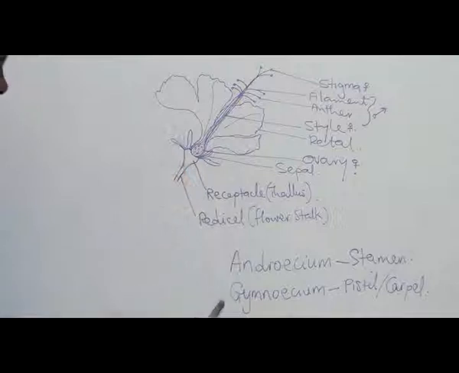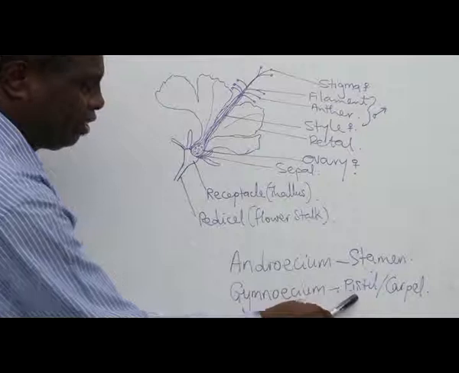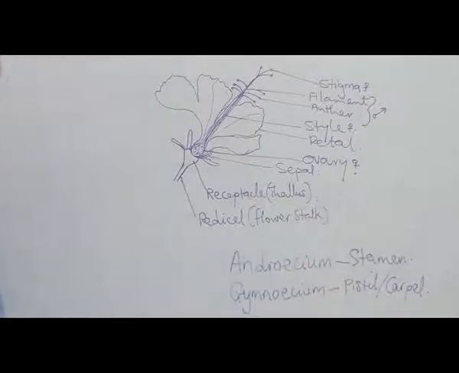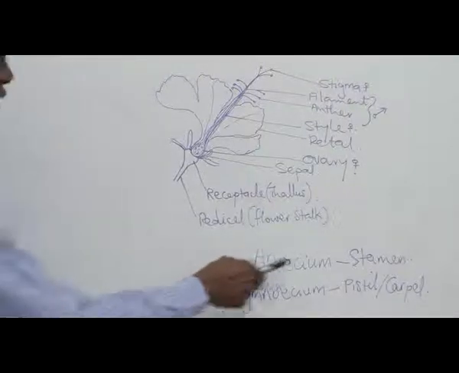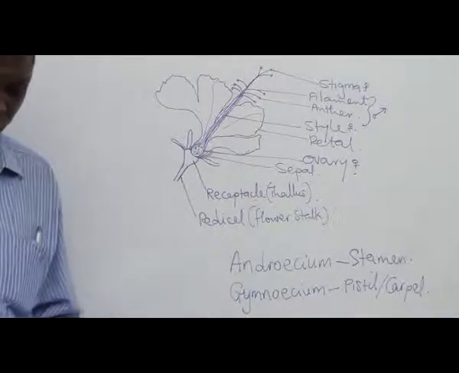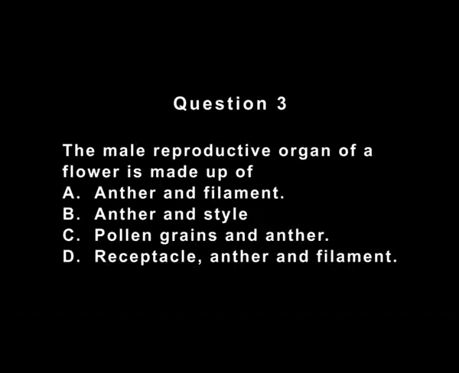The whole structure is referred to as gynoecium, or a pistil, and can also be called, in a single word, carpel. So, the male part of the flower is the stamen, and we can now answer our question. So the male reproductive organ of a flower is made up of A, anther, and filament. Answer is A. Because D, the receptacle, is not part of the male flower.